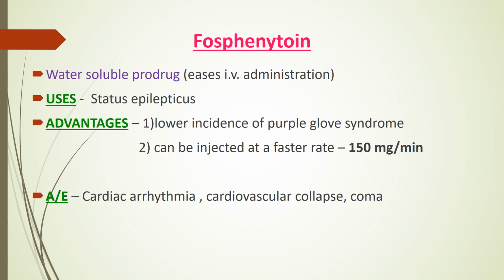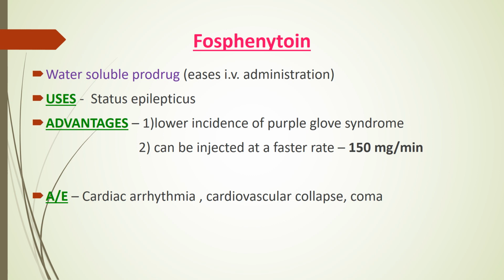So our next agent is fosphenytoin. It's a water soluble prodrug of phenytoin. This drug is getting converted into phenytoin by the phosphatase enzyme in liver as well as in RBCs. The major indication for this drug is status epilepticus through the IV route.